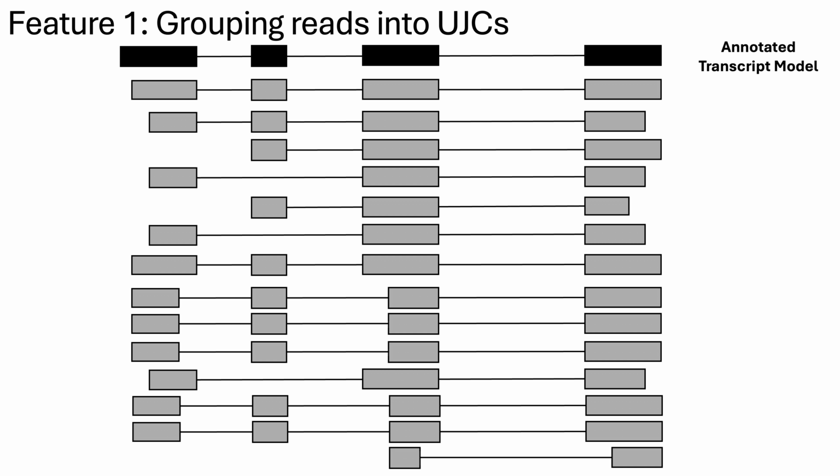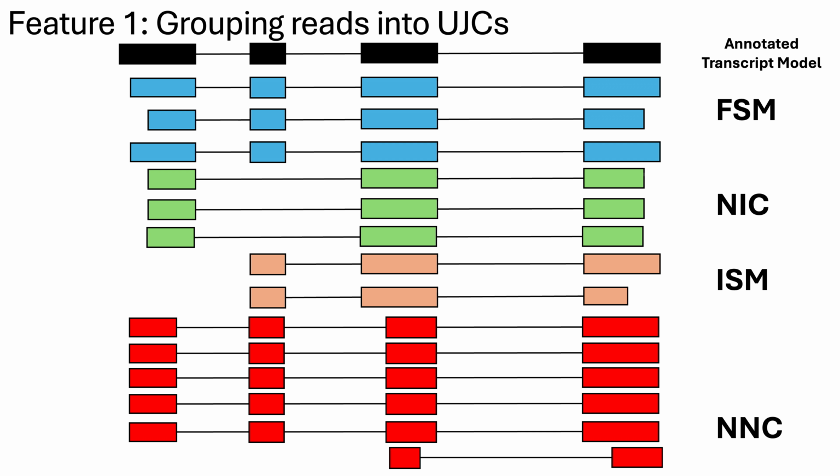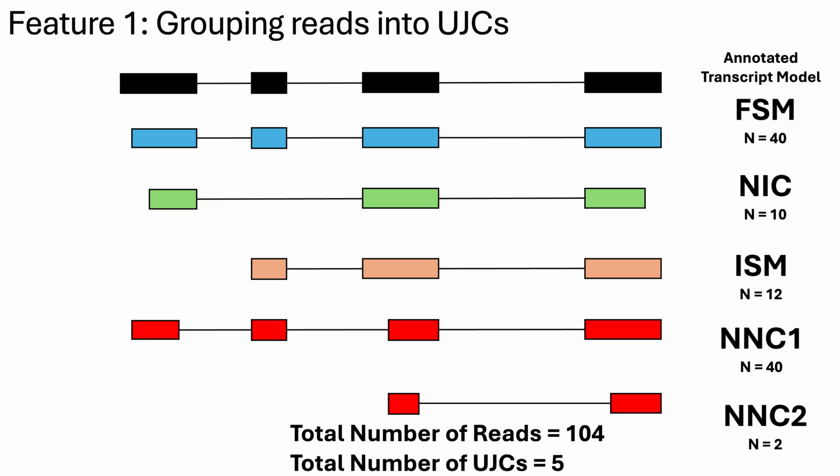Now let's walk through an example. Here I'm showing an example set of reads mapped to a gene shown in gray and the corresponding annotated transcript in that gene shown in black. These reads are then assigned one of the SQANTI-3 structural categories, which we reviewed earlier in this tutorial. These reads are then grouped into UJCs, and the number of reads assigned to each UJC is recorded. In this example, we have a gene with a total of 104 reads and 5 UJCs.